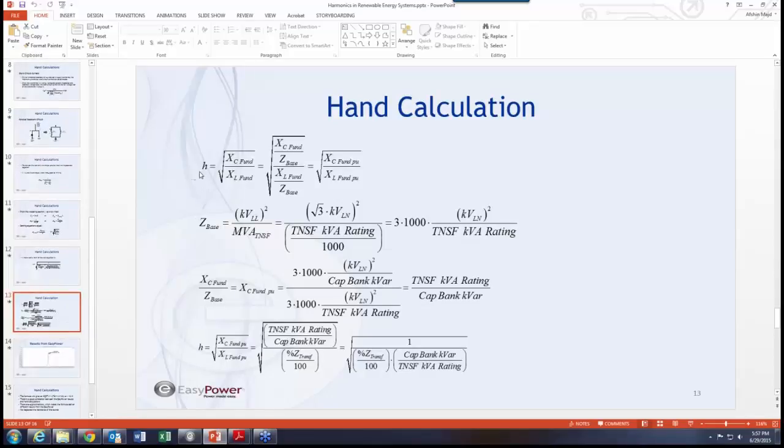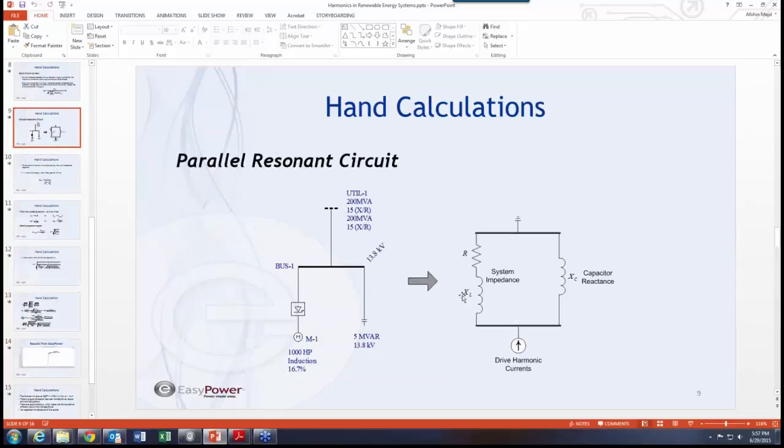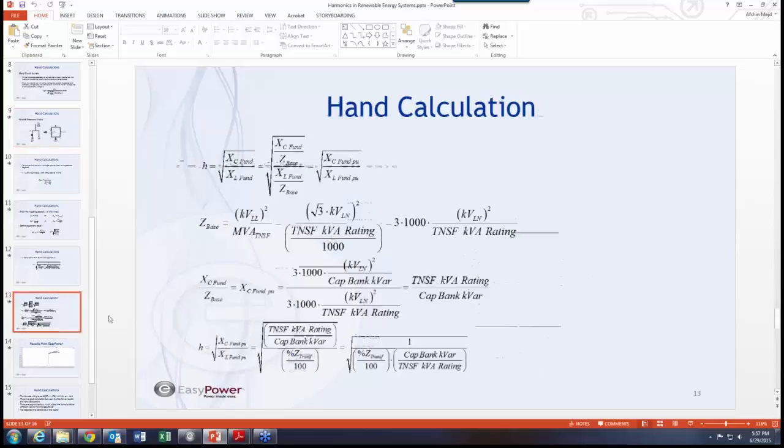I in fact didn't. H is equal to this value. It comes from 2 slides prior to this. I divide both numerator by Z base, then they both become XC fundamental per unit, XL fundamental per unit. Z base is equal to this value, and just to let you know, this is a transformer. Let's assume that there is a transformer impedance here. This is a transformer. Let's just put it this way, because everywhere I have used the transformer value.